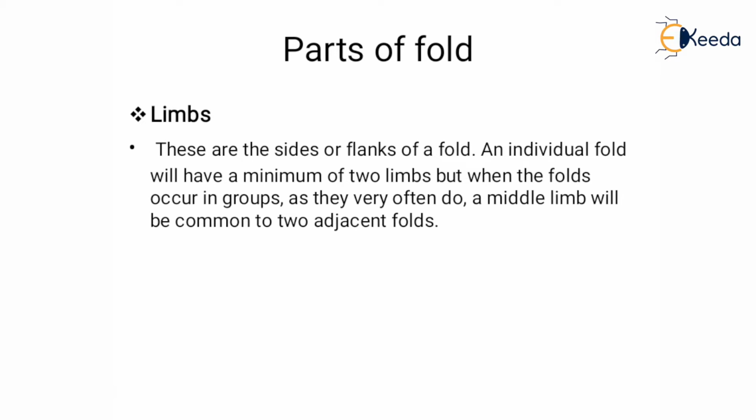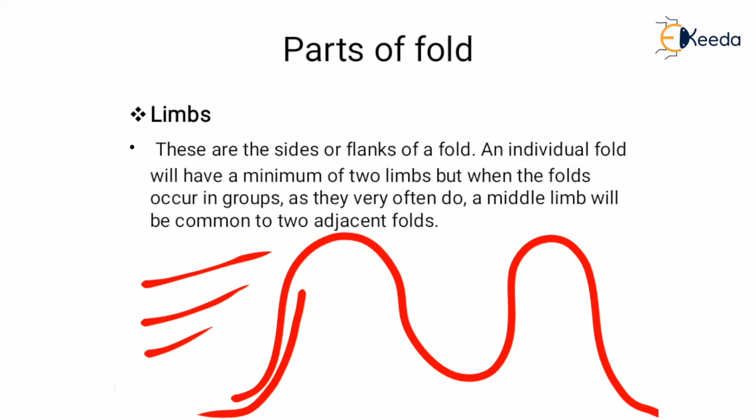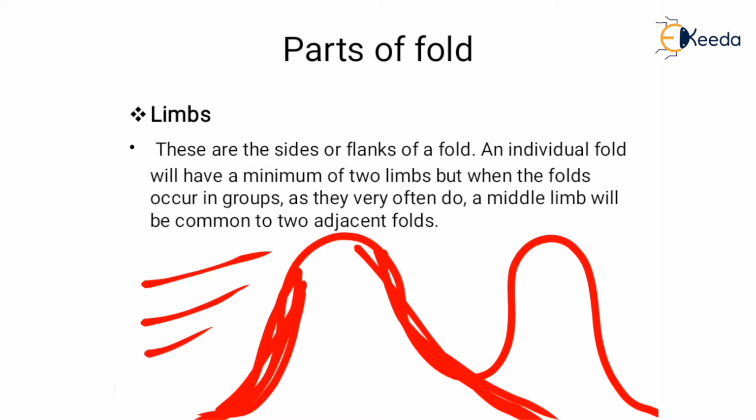So, parts of the fold. See here, a horizontal layer of rock gets bent and forms a wave-like structure. This wave-like structure we call a fold. See, this is the first flank and this is the second flank of the fold, and each flank is called a limb of the fold. These two flanks are present in the fold. These are the sides or flanks of the fold.